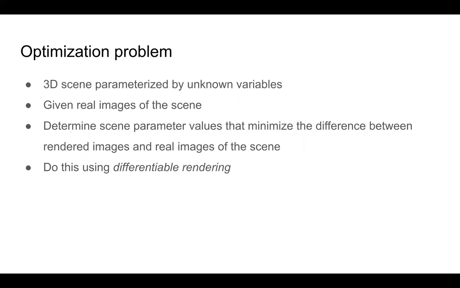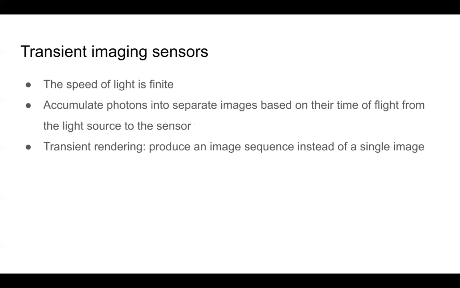To do this optimization, we can use a differentiable renderer, which estimates the gradients of the image with respect to the scene parameters, and then uses these gradients to update the values of the scene parameters. Differentiable renderers can be specifically designed to simulate different types of imaging sensors, such as transient imaging sensors.